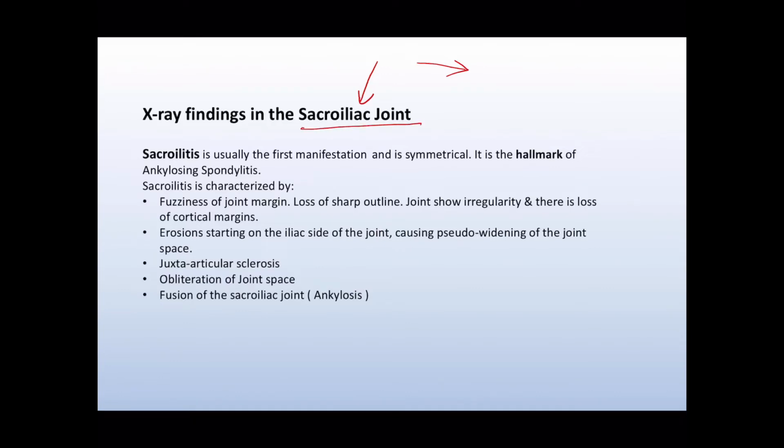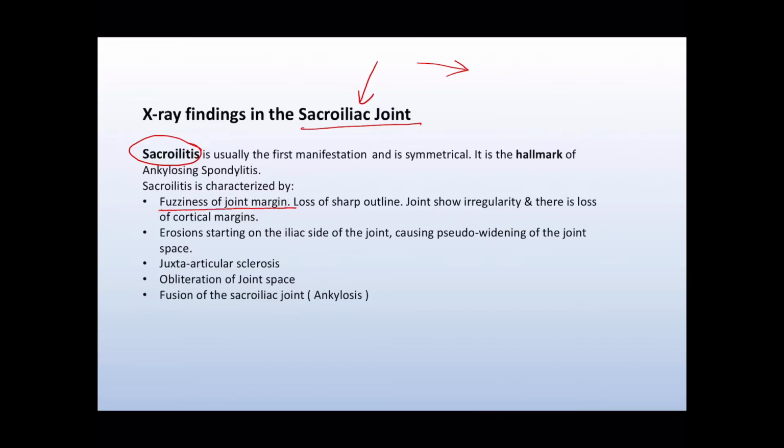The first and foremost thing to know is bilateral symmetrical sacroiliitis is the hallmark of ankylosing spondylitis. This sacroiliitis has some characteristic radiological features. First of all, there is fuzziness of joint margin. What does that mean? Well, every joint has a sharp outline. In ankylosing spondylitis, this sharp outline is lost. The joint becomes irregular, and there is loss of cortical margins.